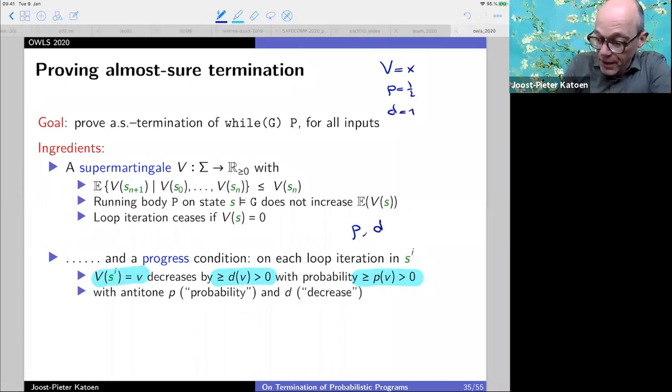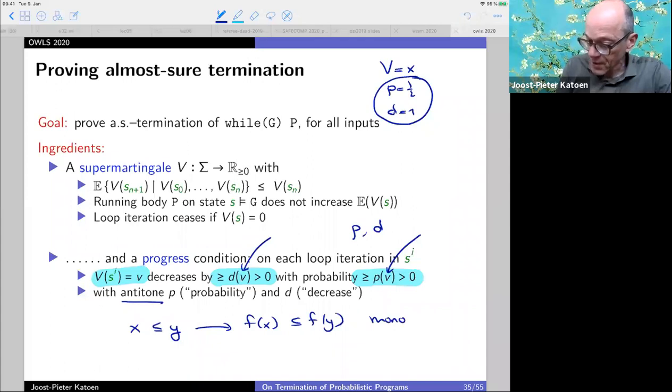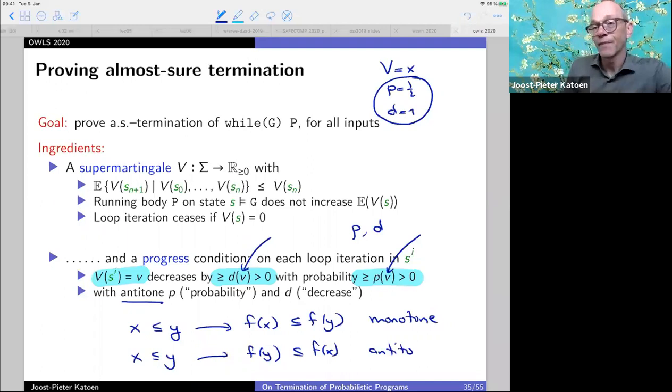Secondly, in my case here, they were constants, but in general, they are not, and that's important. They are functions depending on my super martingale. That means those d's and p's may change when also my variant function will change. Good. The last important point is that those functions are antitone. What do I mean by this? Well, if x is at most y, then f of x is at most f of y is of course what is called monotone. So what is antitone? If x is at most y, then f of y is at most f of x. This is what we call antitone. So it's monotone but going down.